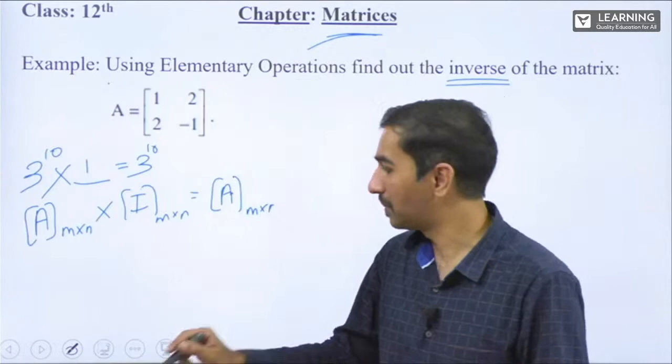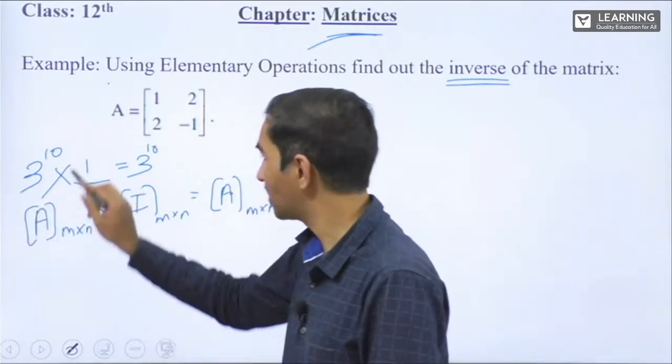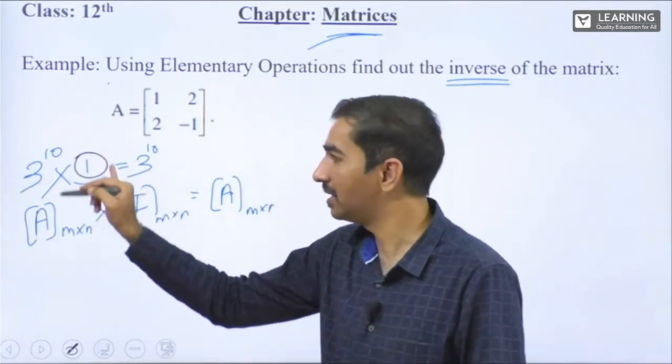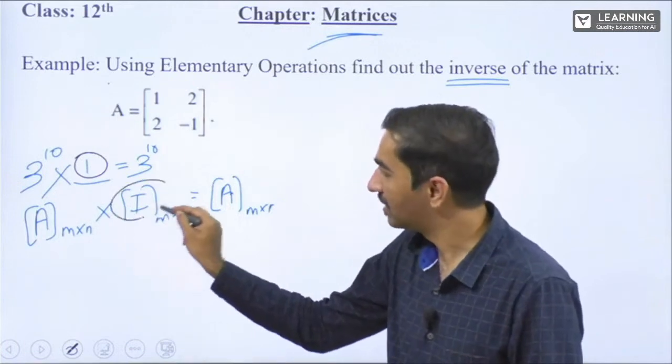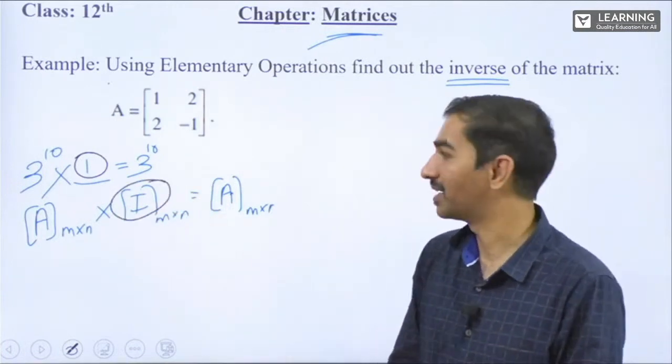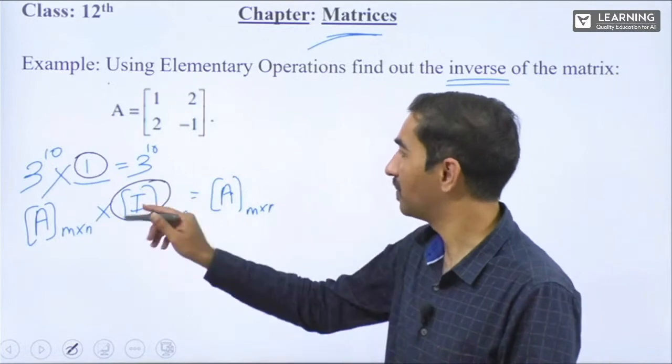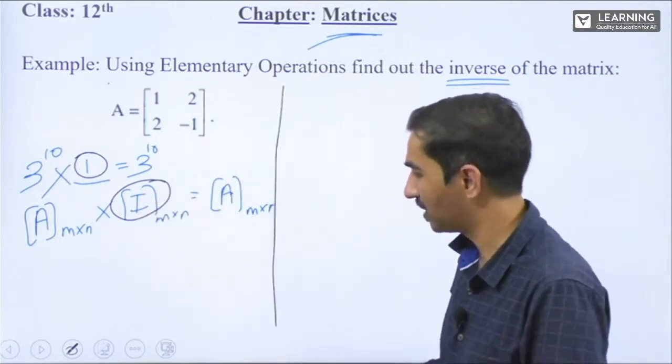Now let us start with the problem here. We'll change the color. So this was just an introduction: multiplicative identity in numbers, multiplicative identity in matrix. Alright, now we'll start with the problem. So from here we'll start.